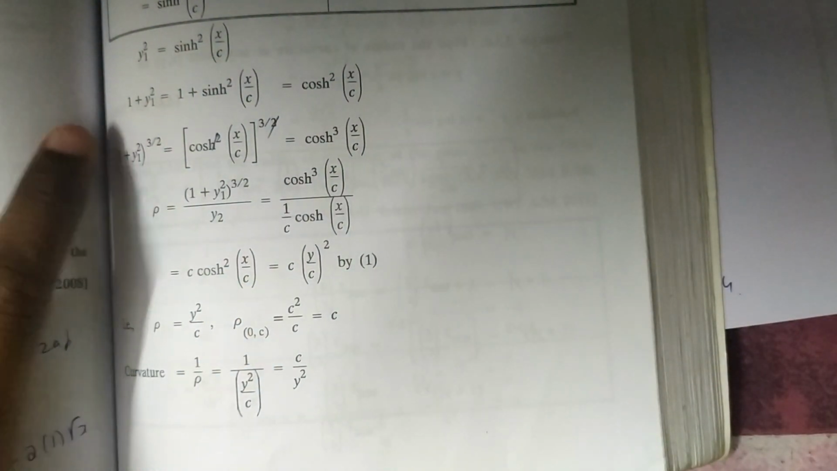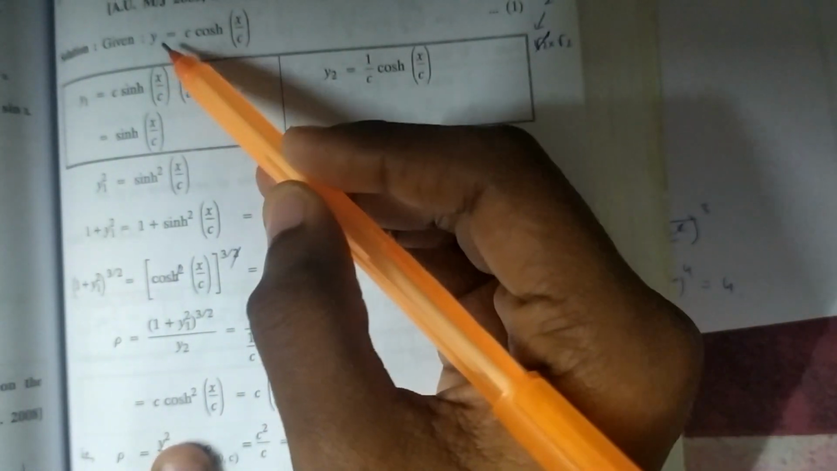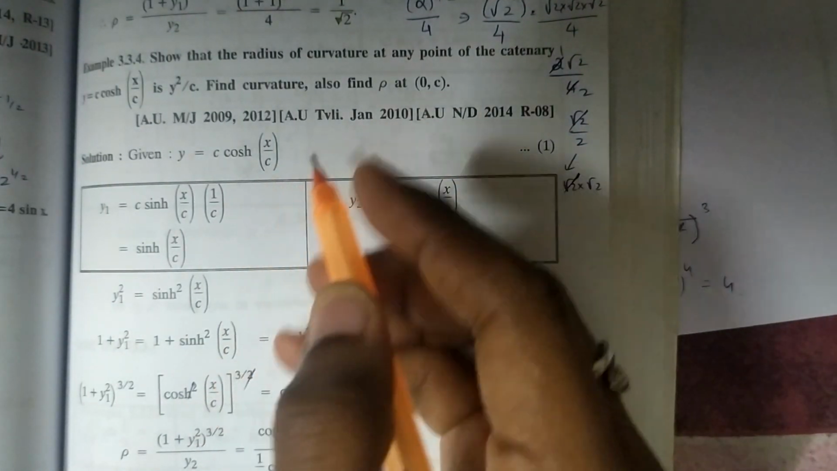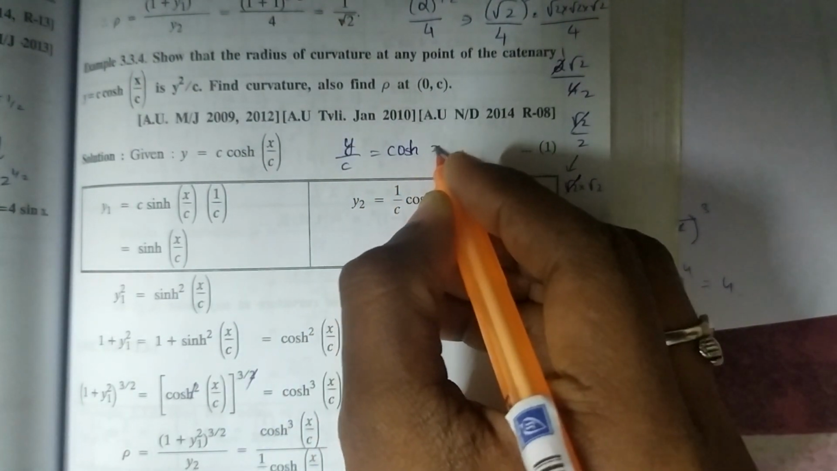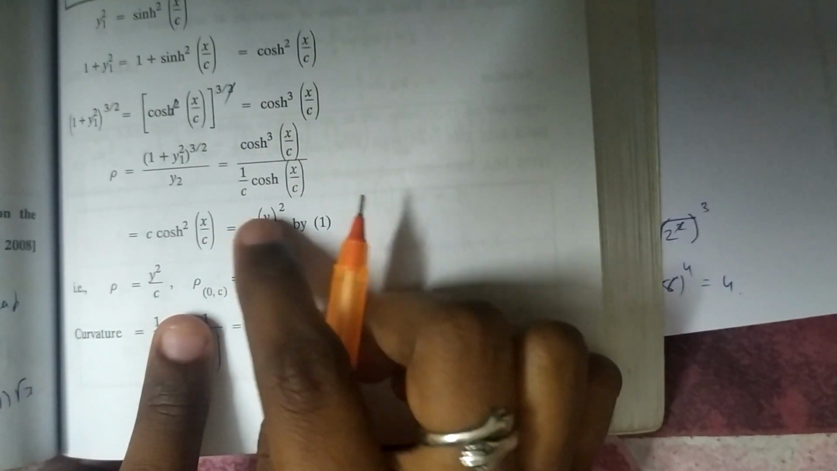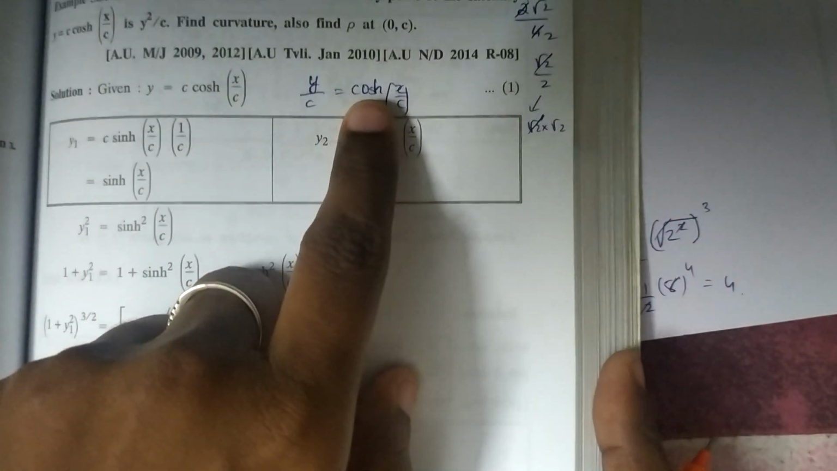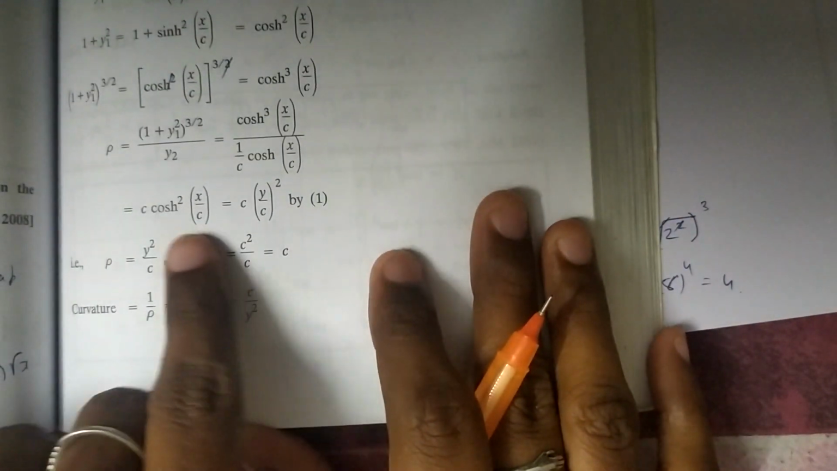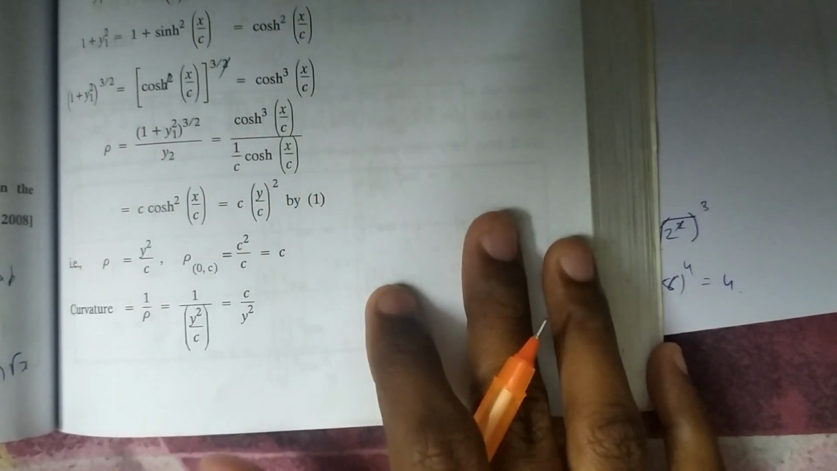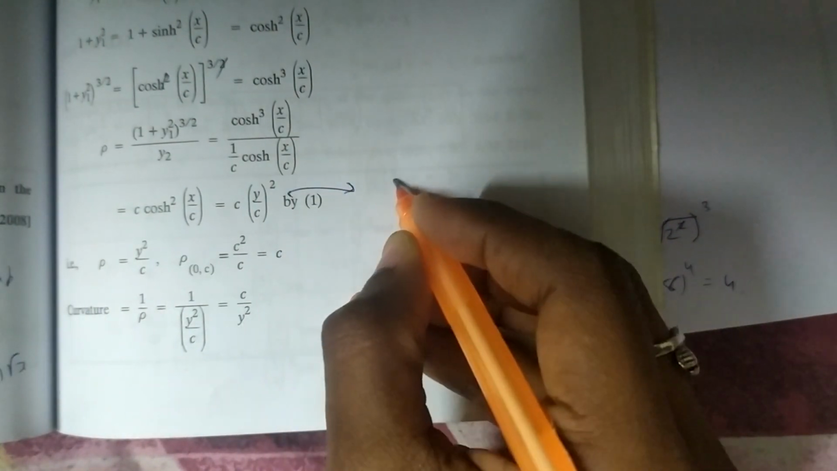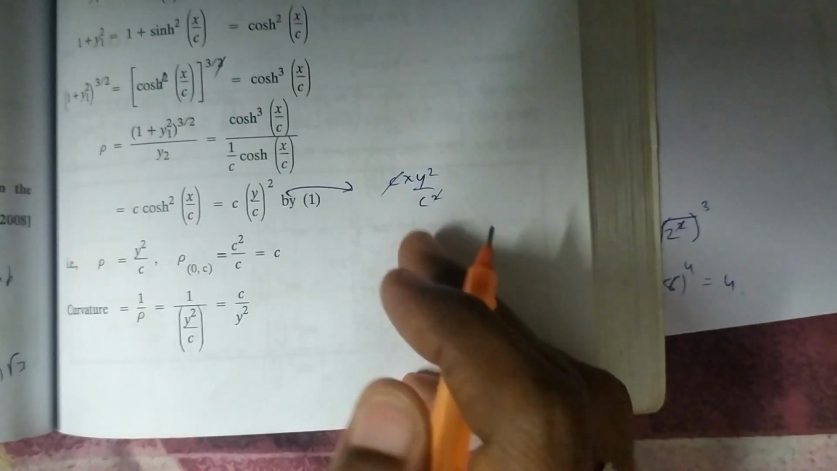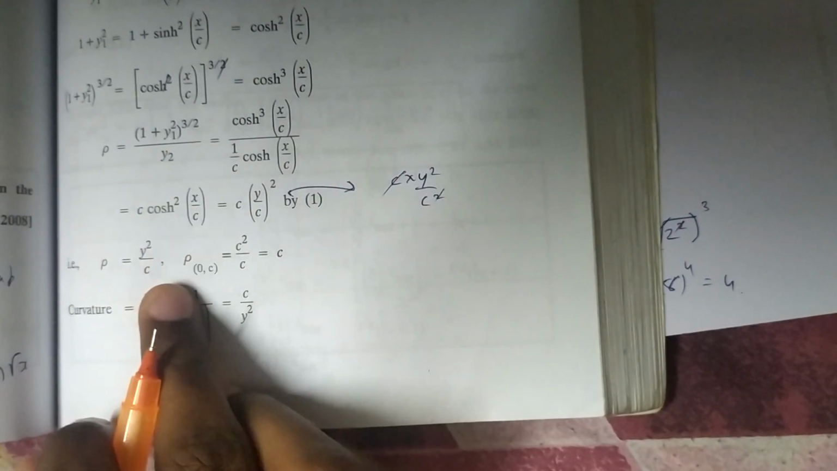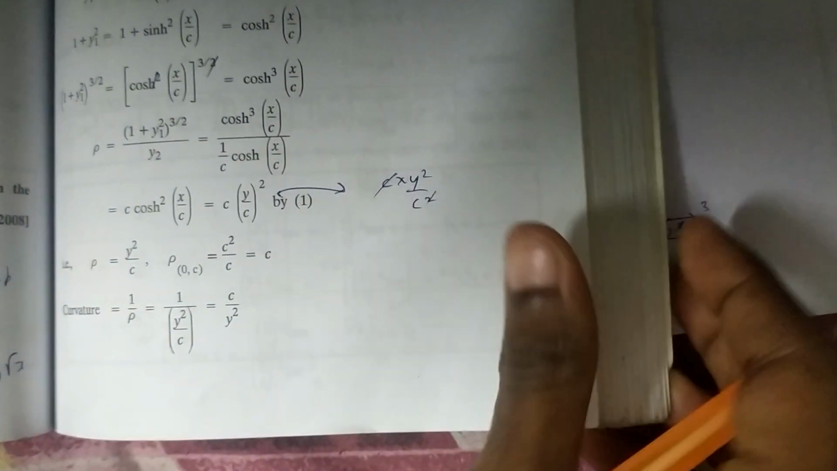Okay, so in the question itself we are having y is equal to c cosh x by c. So I am converting it: y by c is equal to cosh x by c will come. So instead of this cosh square x by c, I am just putting y by c the whole square. I'm bringing this from the question. What I'm going to do is c into y square divided by c square will come. So here one c will get cancelled. You will be getting rho is equal to y square by c. So this is what we need to prove.